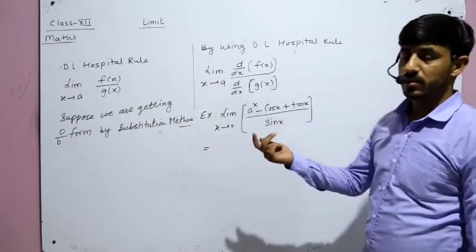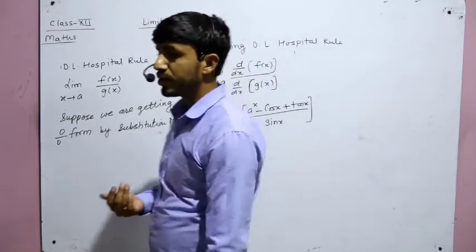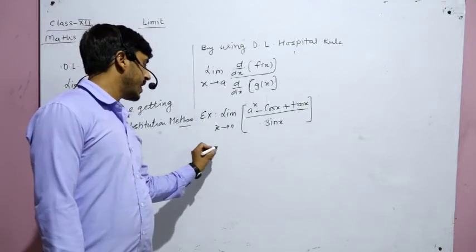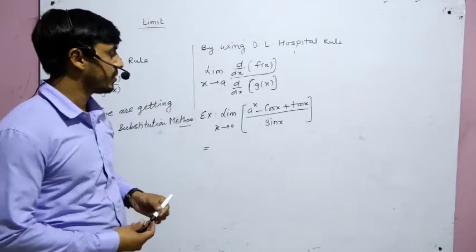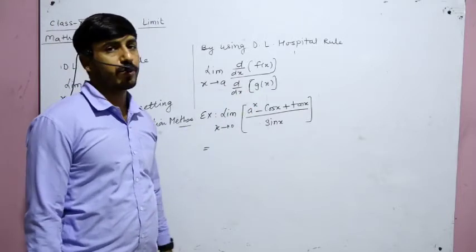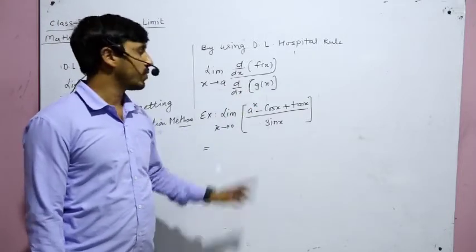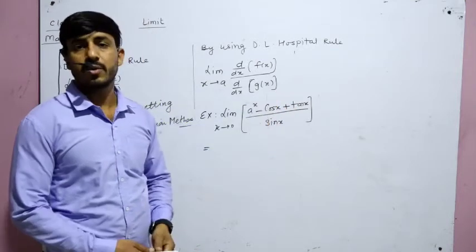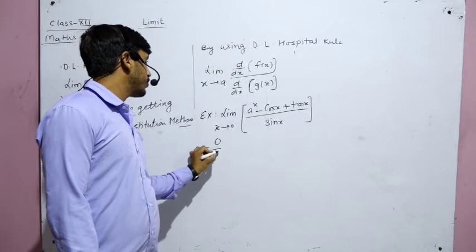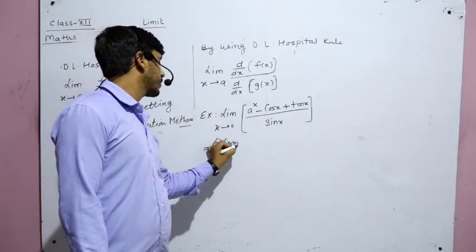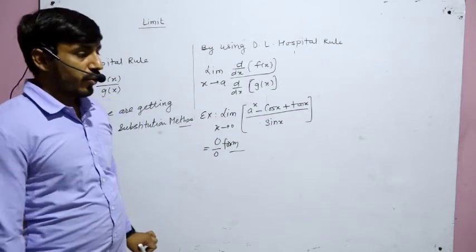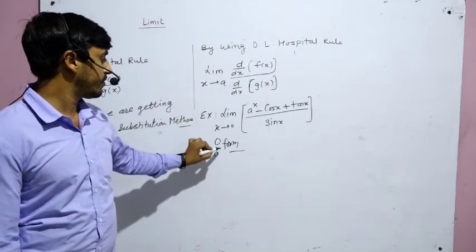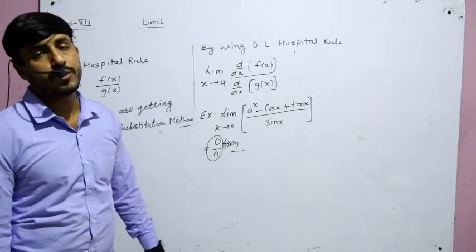The most common method used is the substitution method, and by using substitution method we have 0 upon 0 form. How? You can apply a to power 0, that is equal to 1, cos 0, that is equal to 1, 1 minus 1 is 0, plus tan 0 is equal to 0, and sin 0, that is equal to 0. It means we have 0 upon 0 form. So we have to apply another method to solve this limit, and you are seeing here that 0 upon 0 form is obtained.